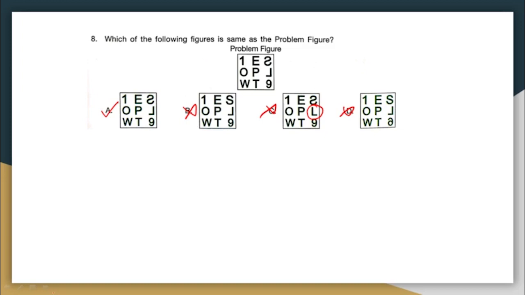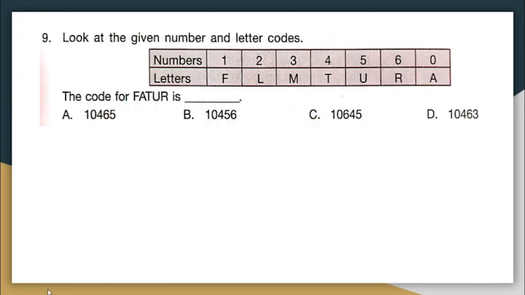Next one. Look at the given number and letter codes. The code for FATUR is dash. So here there are some numbers given, right? 1, 2, 3, 4, 5, 6 and 0. And there are some letters given. F, L, M, T, U, R, A. Now what does this mean?